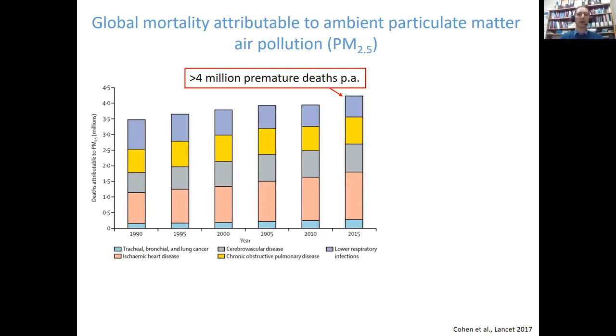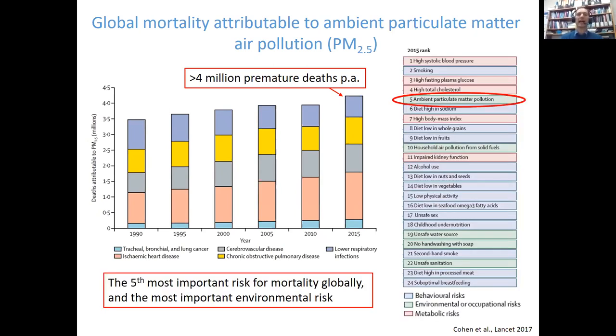And as we can see from the right-hand bar chart, which represents the year 2015, they're estimating that globally there's more than 4 million premature deaths per annum around the world due to air pollution. And the different colours in this bar represent mortality due to different diseases, for example, lower respiratory infections, cerebrovascular disease, ischemic heart disease, and so on.